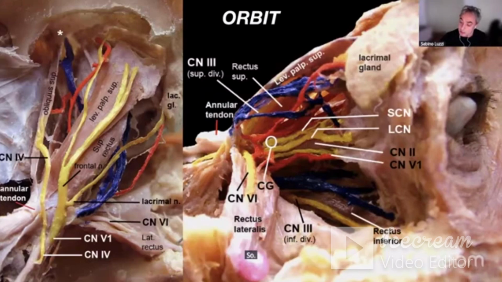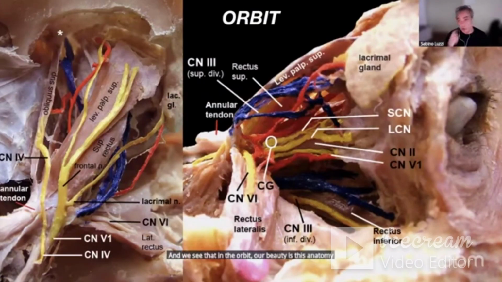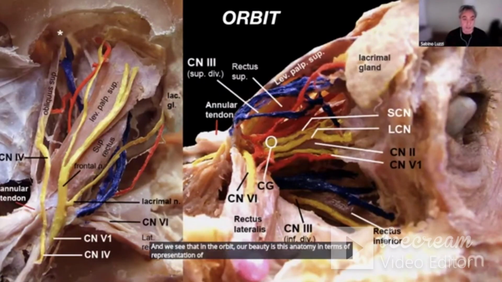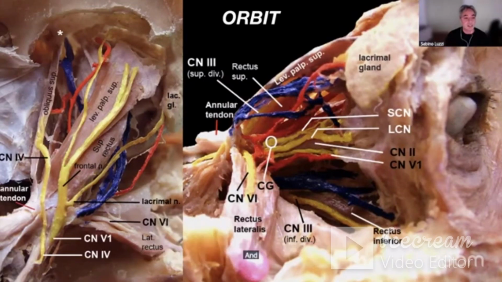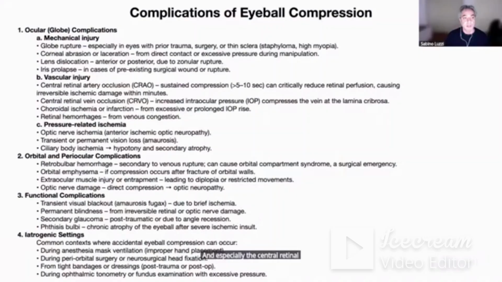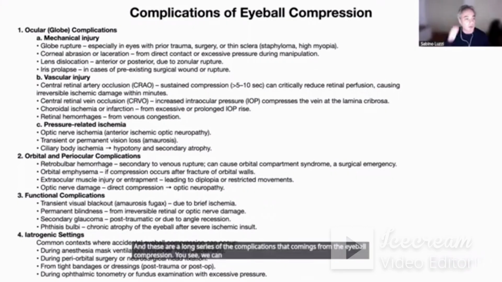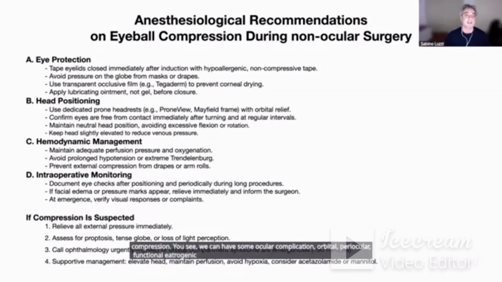So now some beautiful considerations about the orbit. We see how beautiful this anatomy is in terms of the representation of neurovascular structures, muscles, and nerves, especially the optic nerve, and especially the central retinal artery and the ophthalmic artery. And these are a long series of complications that come from eyeball compression. You see, we can have ocular, orbital, periocular, functional, and iatrogenic complications.